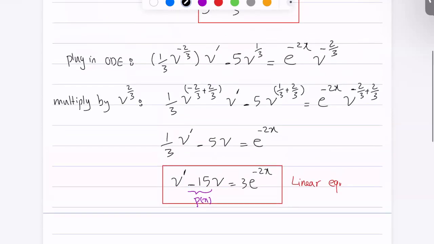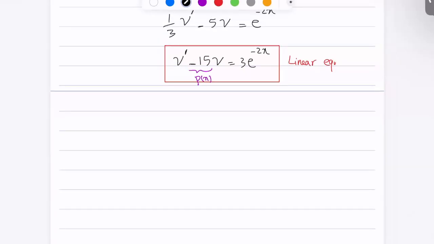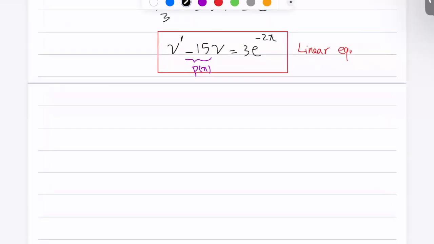So last thing we did was just rewrite this differential equation in terms of v, and now we have a linear equation. Okay, the linear equation has p of x. If you remember the standard form of linear equations, this p is negative 15, right? So how did we solve linear equations? We learned that in chapter 2 in the first few weeks.